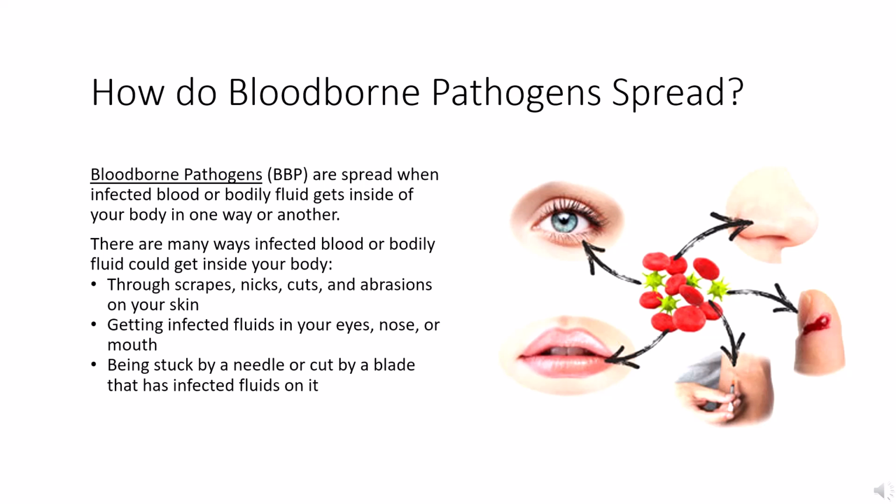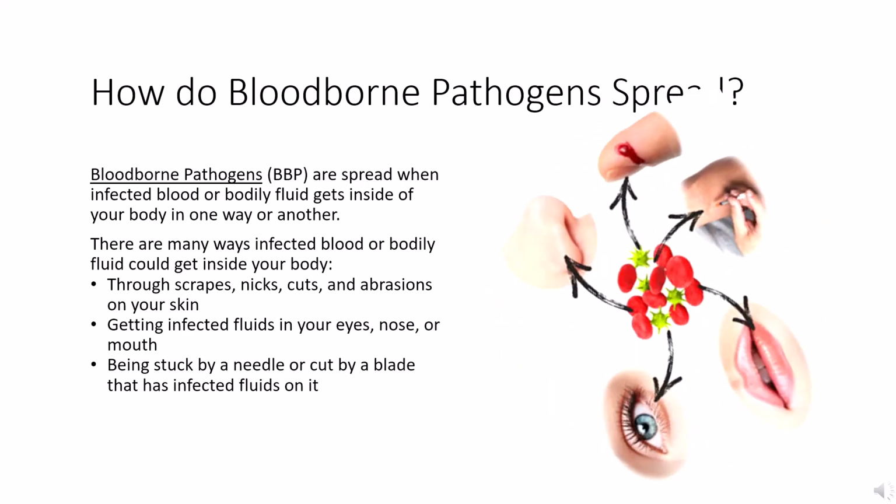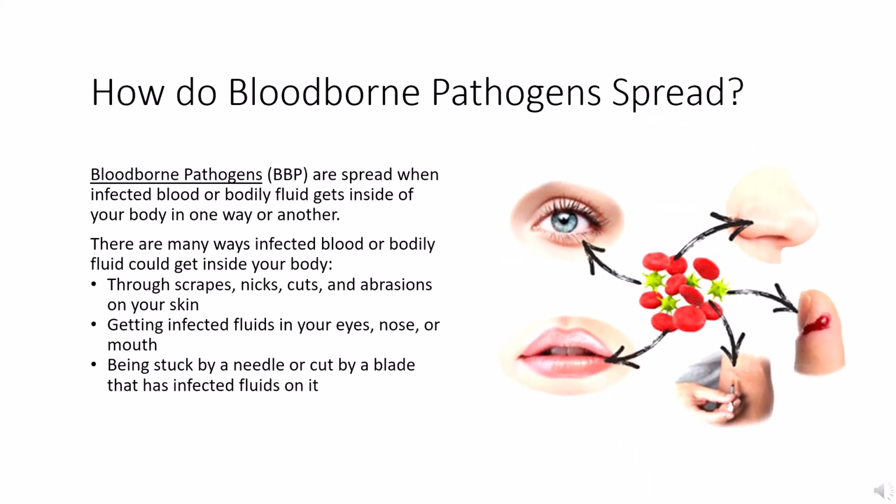There are many ways infected blood or bodily fluid could get inside of your body, such as through scrapes, nicks, cuts, and abrasions on your skin, getting infected fluids in your eyes, nose, or mouth, or by being stuck by a needle or cut by a blade that has infected fluids on it. Understanding these routes of exposure is an important step to protecting yourself from bloodborne pathogens.